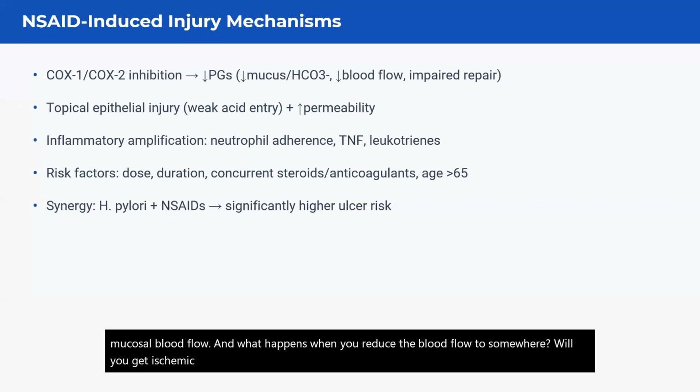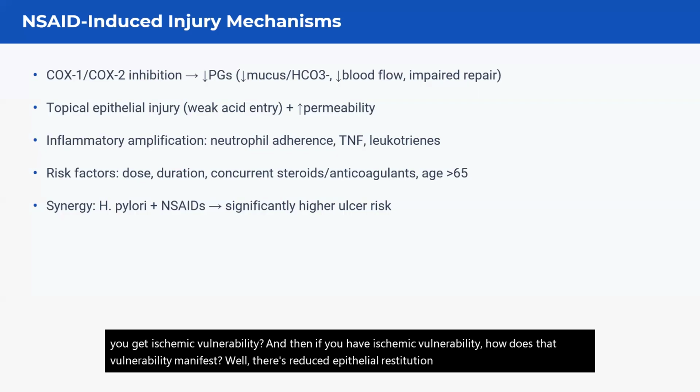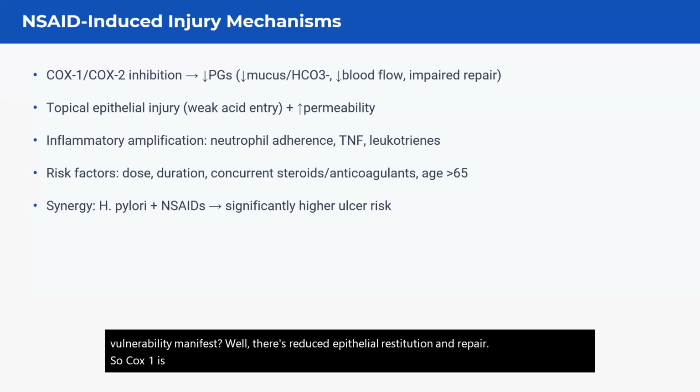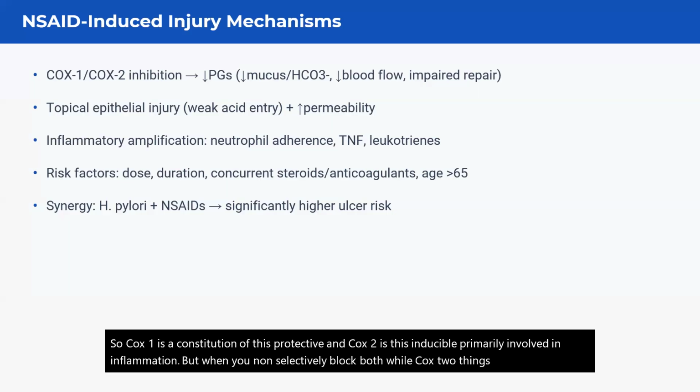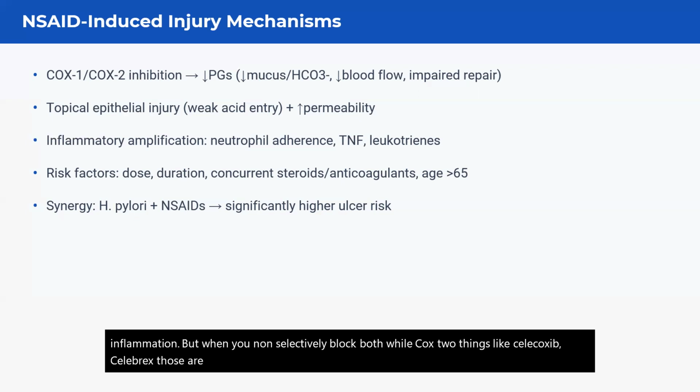And then, if you have ischemic vulnerability, how does that vulnerability manifest? Well, there's reduced epithelial restitution and repair. So COX-1 is constitutive and protective, and COX-2 is inducible, primarily involved in inflammation. But when you non-selectively block both... COX-2 selective agents, things like celecoxib, Celebrex, will spare some mucosal defense, but they still carry cardiovascular risks.